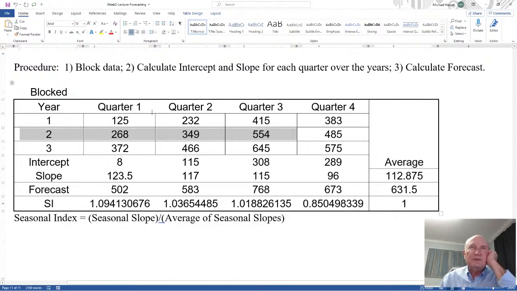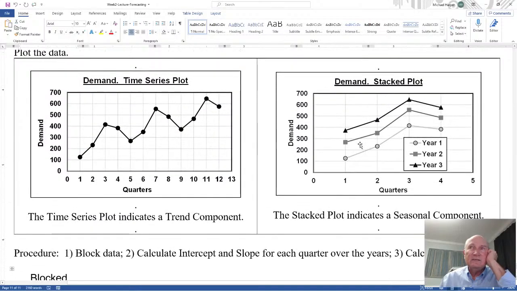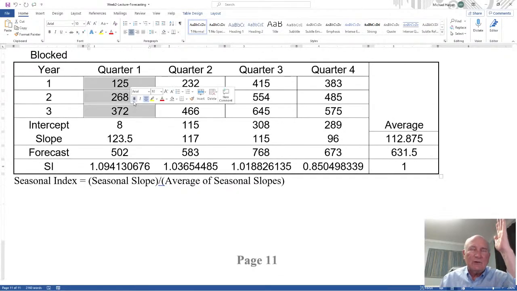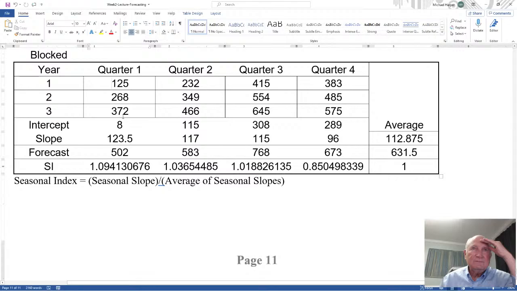The reason you block it is because of seasonality. When you have seasonality, you block it to have common quarters together or common months together, common time periods together. Because now the seasonal contribution within that quarter is all together. Now the difference between the years is going to be a trend component because it keeps going up. So I take the intercept, I take the slope for quarter 1, and then I take that for the forecast for year 4. I do the same thing for quarter 2, quarter 3, quarter 4, and there's my forecast.